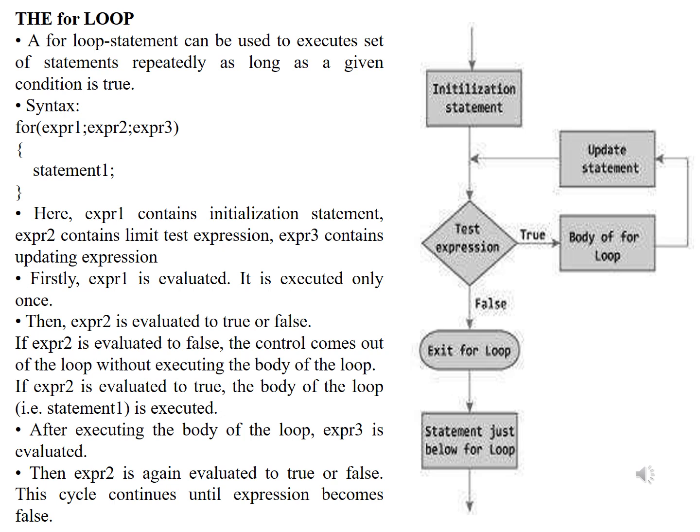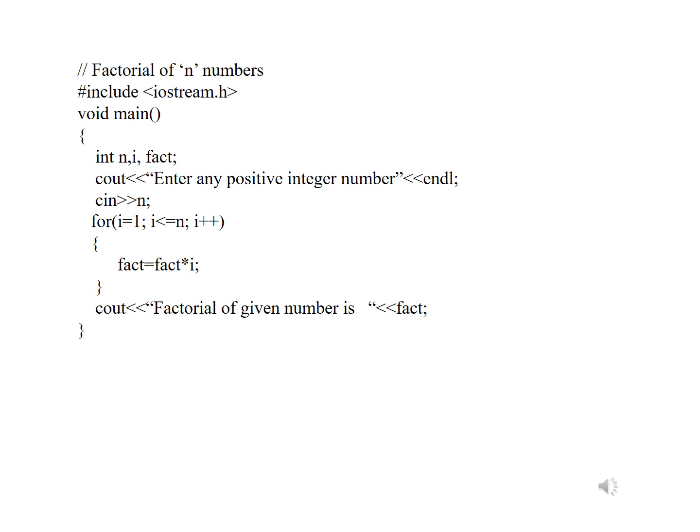The flow chart represents that we initialize the statement, then go for the test of the condition. If the test condition is true, then execute the body of the for loop and update the statement, and again it comes for testing the expression, and this will be repeated until the test expression fails. Once the test condition fails, it will exit from the for loop, and the next statement below will be executed. Here is the demo program for the for loop.